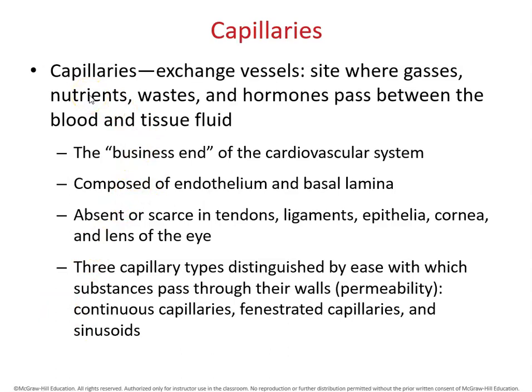Capillaries are the smallest blood vessels in the body. The function of the capillaries is to exchange gas, nutrients, waste, and hormones between the blood and the tissue fluid. Capillaries are made of endothelial cells and the basal lamina. It has a very thin blood vessel wall. There are 3 capillary types that are distinguished by the materials that pass through their walls. One is the continuous capillaries, the second is fenestrated capillaries, and the last one is sinusoid capillaries.